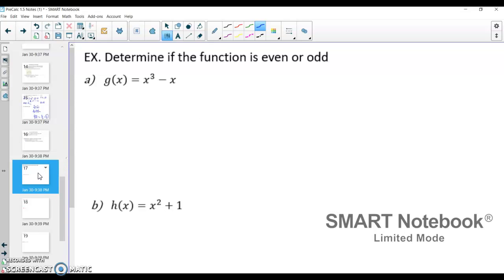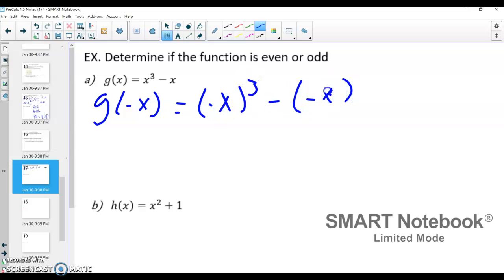So I'm going to plug in g of negative x, which then would give me negative x cubed minus a negative x. Negative x cubed is still negative x cubed, because negative x times negative x times negative x is still negative, and then that is plus x.